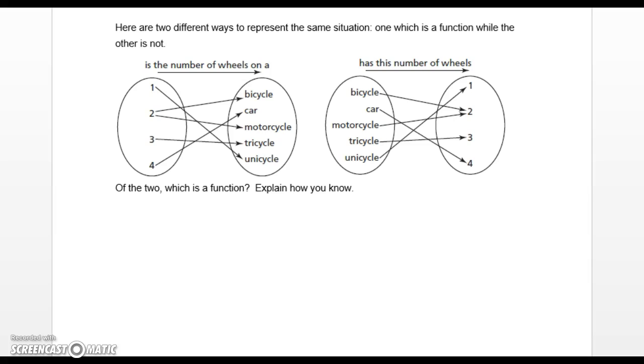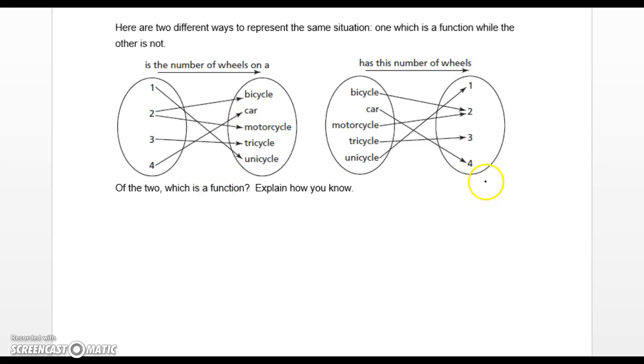So we can also represent the same situation in two different ways, one where we do have a function, one where we do not. Sometimes just switching up how they relate or which set comes first doesn't always mean that one will be a function and the other won't be. It really depends on your data, but in this particular situation, one will be a function, one won't be. So in our first arrow diagram, we have the association of the number of wheels on a certain mode of transportation and what the actual type is. So here we have one wheel goes to a unicycle, two goes to a bicycle and a motorcycle, three goes to a tricycle, and four goes to a car.